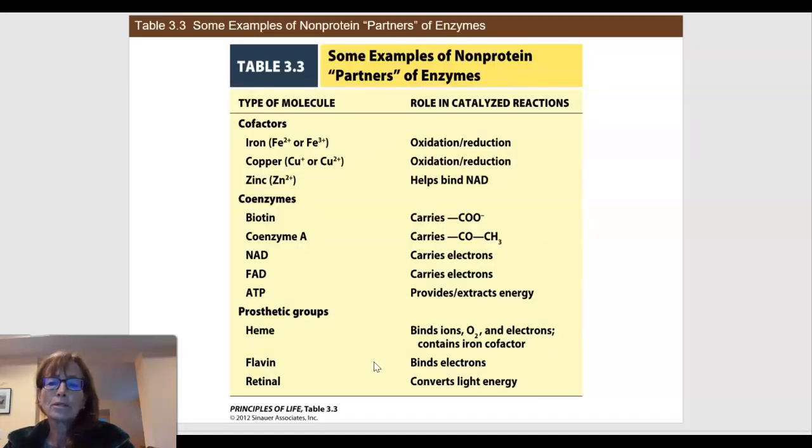Here are some of the examples. I think the one I keep talking about, because I think it's somewhat familiar to you, is this prosthetic group heme, as we find in hemoglobin. But then there are some coenzymes, very often vitamins, or some derivative of a vitamin, or this ATP, which is actually a source of energy, but we're going to talk about that, and cofactors. So there they are.